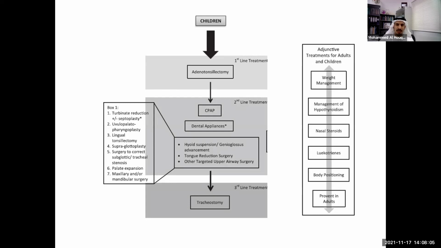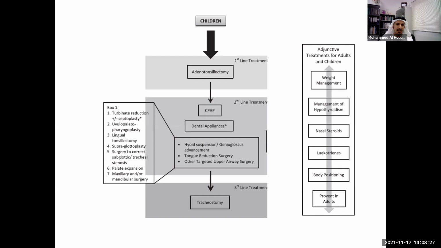In mild cases of obstructive sleep apnea, we could consider nasal steroid and leukotriene receptor antagonists. We could also consider body positioning, sleeping on the side, especially for mild cases with supine-related obstructive sleep apnea. In patients who are obese, we could also recommend weight management.